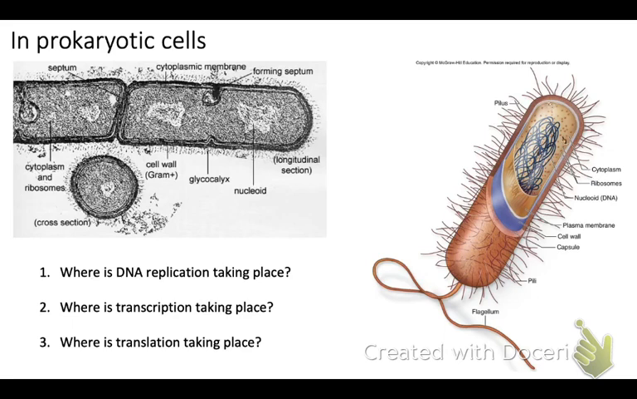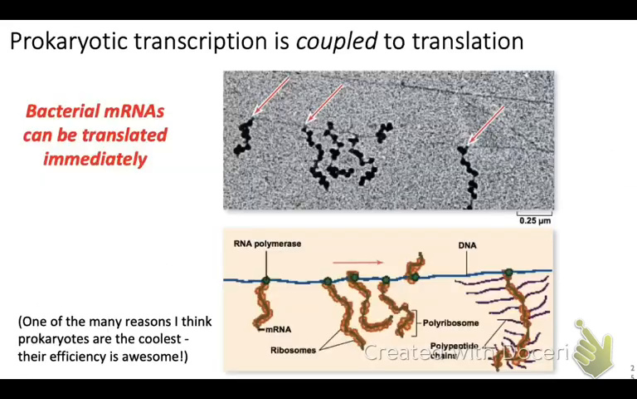So we've done a few comparisons here between prokaryotes and eukaryotes. You might remember this slide from Unit 2, where we talked about prokaryotes and their basic cell structure, and we asked these 3 questions about where's replication happening, transcription, and translation. In prokaryotes, remember we talked about how they all happen in the same compartment because there's no organelles. So this is really important here because in prokaryotes, transcription is actually coupled to translation. This is honestly one of my favorite reasons that bacteria are just so efficient and amazing.